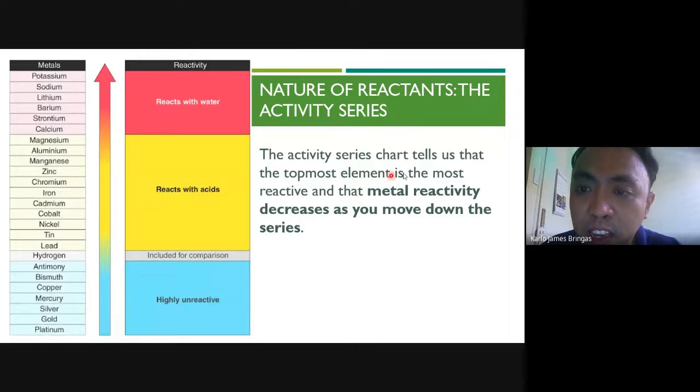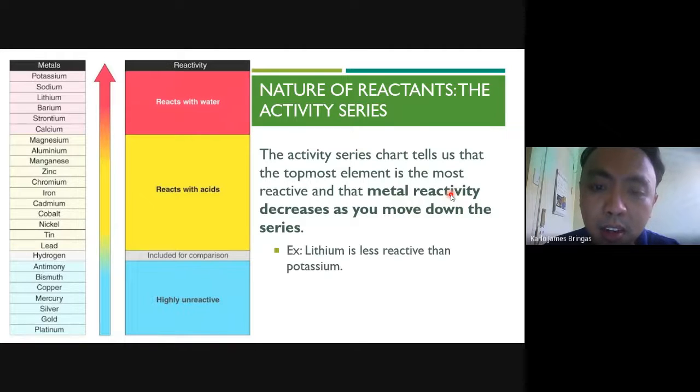So the activity series tells us that the topmost elements are the most reactive and that metal reactivity decreases as you move down the series. So for instance, if we compare lithium and potassium, since lithium is a little further down along the series, lithium is less reactive than potassium. So potassium is the most reactive out of all of them.